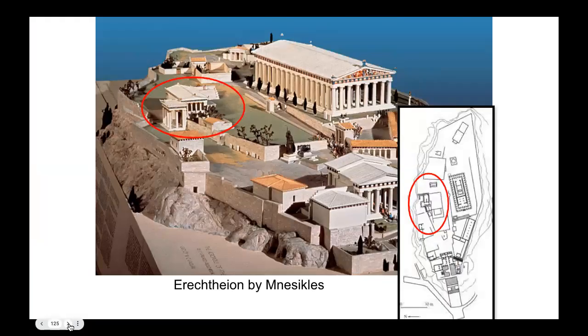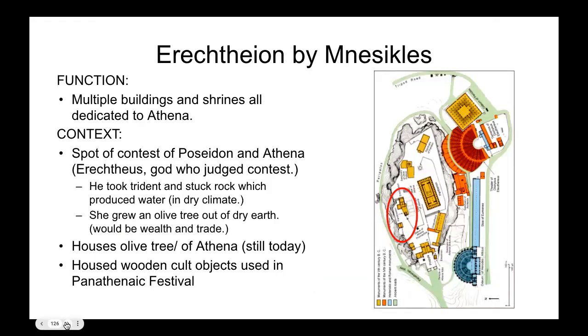The next structure we're going to look at is the Erechtheion by Mnesicles. You do not have an image of this in the 250, but it is in your plan, so you could circle it right here. This structure has many different buildings and shrines, all dedicated to Athena. You can see from this illustration, it's not your typical rectilinear temple. It is the spot of the contest where Poseidon and Athena, or at least the citizens of Athens, decided who would be the patron god of Athens. Erechtheus was actually the judge, and that's where the name Erechtheion comes from. He was the god who judged the contest for the people of Athens.